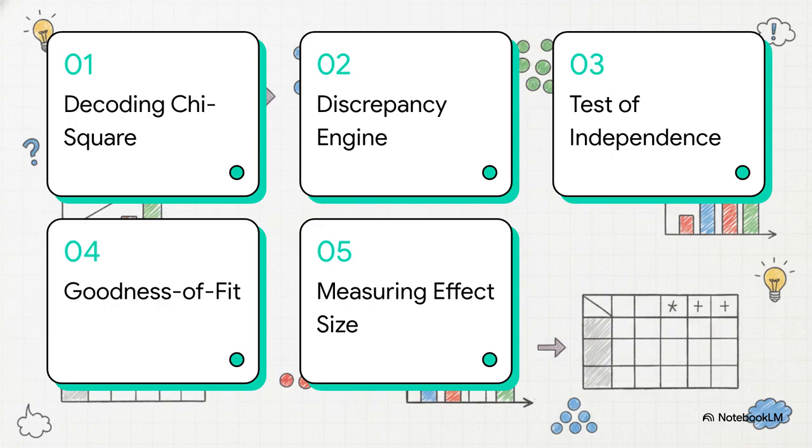To make sure all this complex stuff is totally digestible, here is our roadmap for today. 1. Decoding the chi-square test. 2. The discrepancy engine. 3. Path 1, the test of independence. 4. Path 2, goodness of fit. And finally, 5. Measuring the effect size. Let's get right into it.